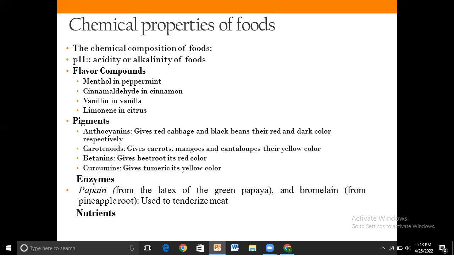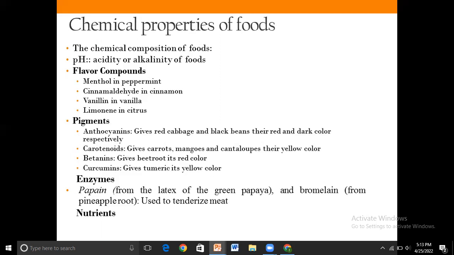Then carotenoids, which give a yellow color to carrots, mangoes, etc. Then betanin, which gives beetroot its color. Curcumin gives turmeric its yellow color. So all those pigments are there. Then some enzymes are there. For example, papain is an enzyme in green papaya. Then bromelain is there in pineapple. So these are also there in our foods.